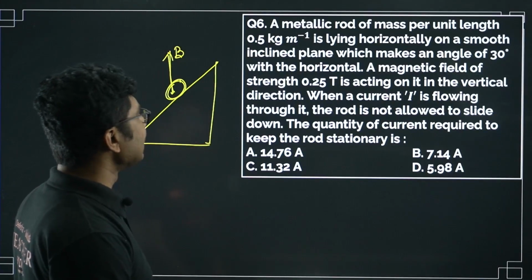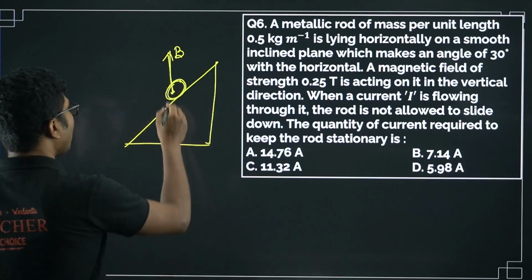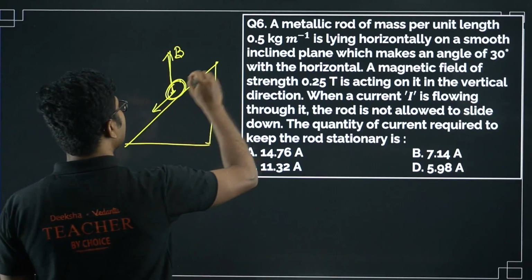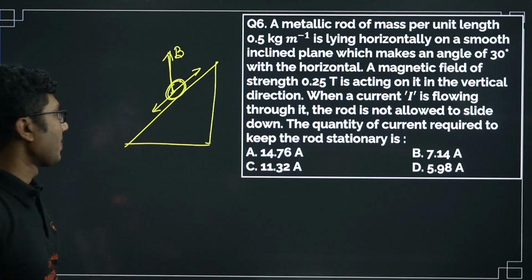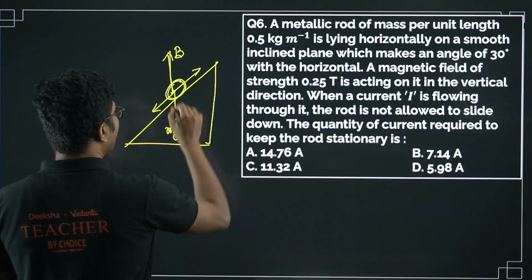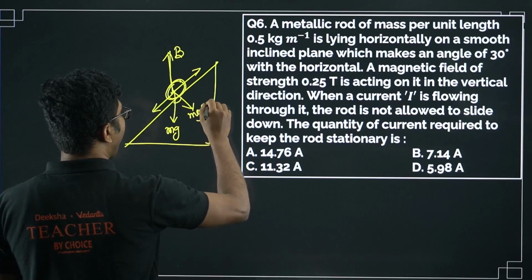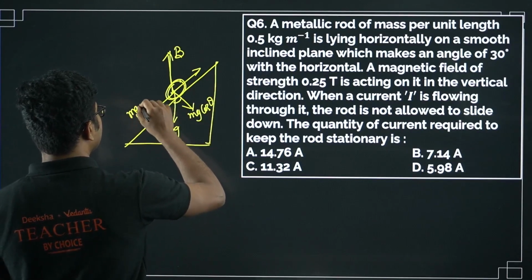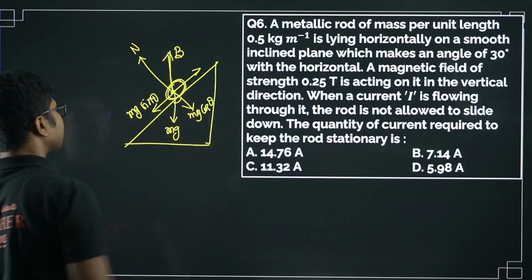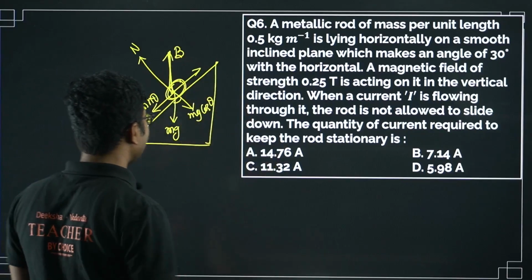When a current I is flowing through it, the rod is not allowed to slide down. So the rod is not allowed to slide down. That means some force is acting on it in this direction. Now obviously there will be some component of the force. So this is mg, this one will be mg cos theta, this one will be mg sin theta, and there will be some normal force N. There will also be some force due to this magnetic field B.